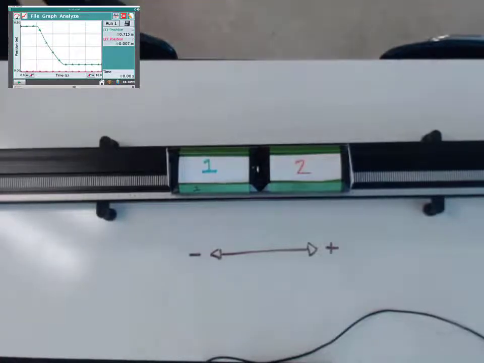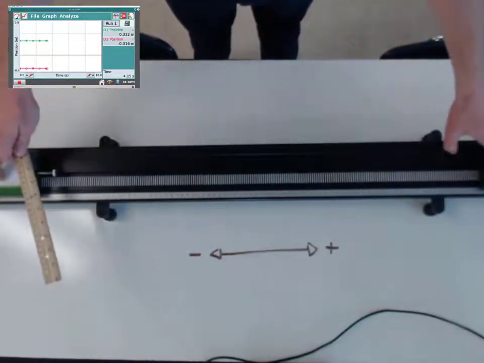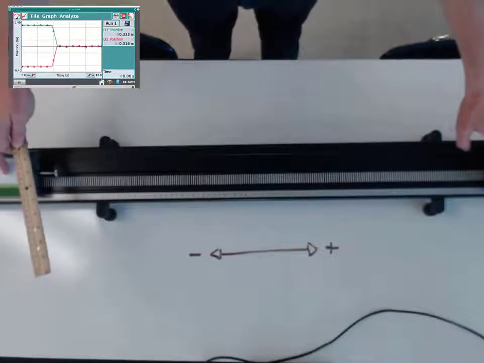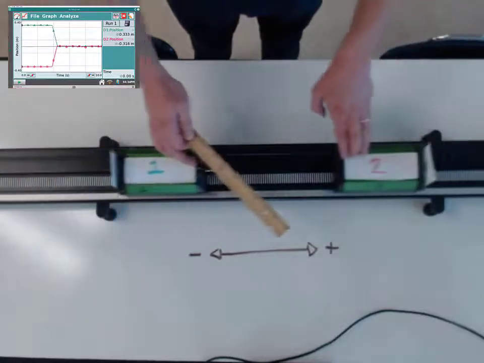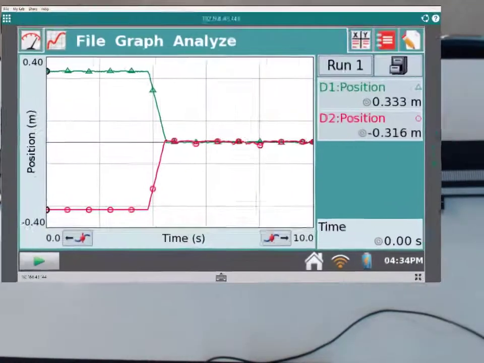Okay, we're going to start collecting data and see what we get for our explosion. Oh, right, look at that graph.